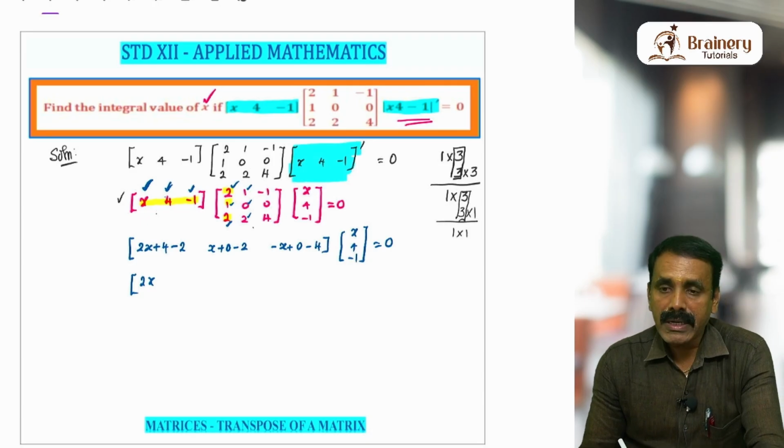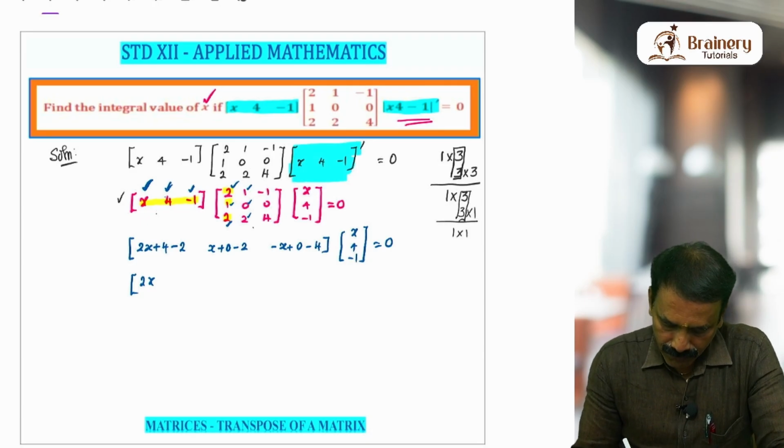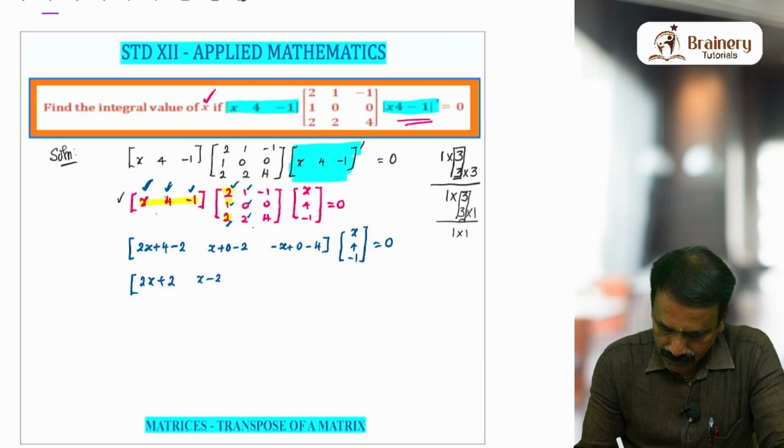2x plus 4 minus 2. We simplify. Plus 4 minus 2 is going to be plus 2. This is x plus 0 minus 2. So 0 has no value. So it is going to be x minus 2. The last one, minus x minus 4.